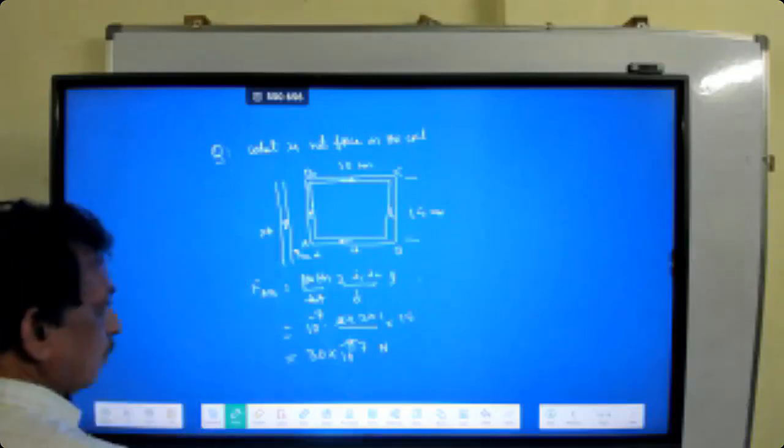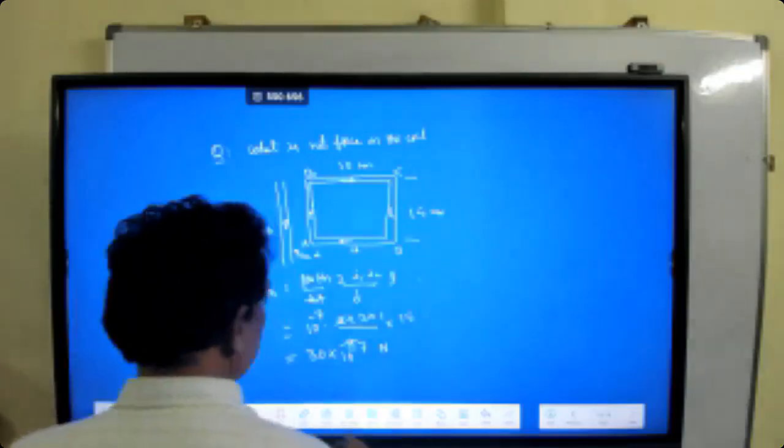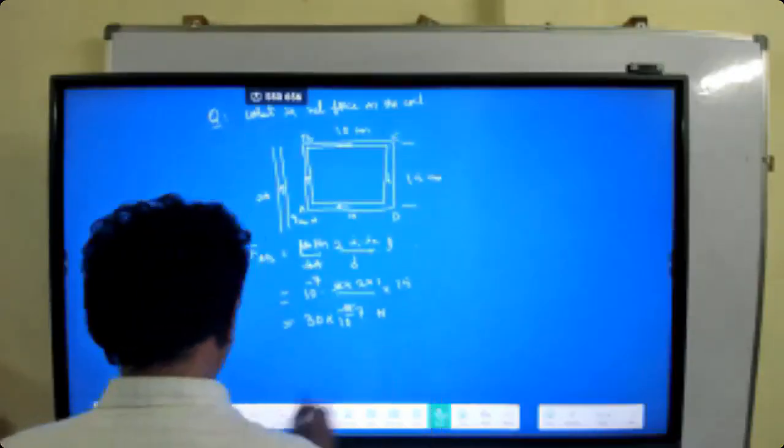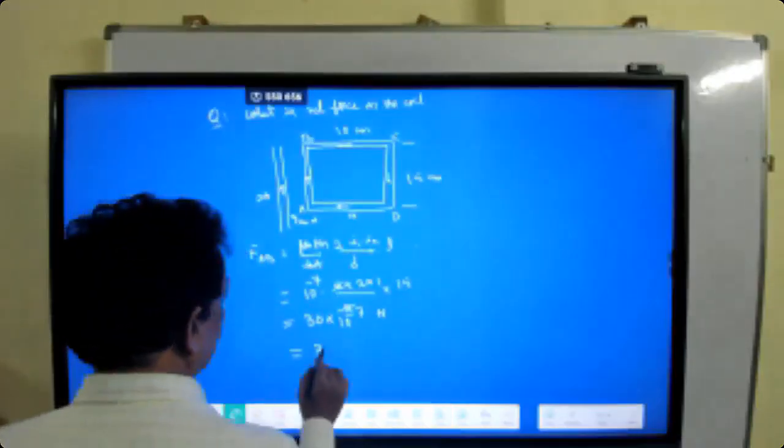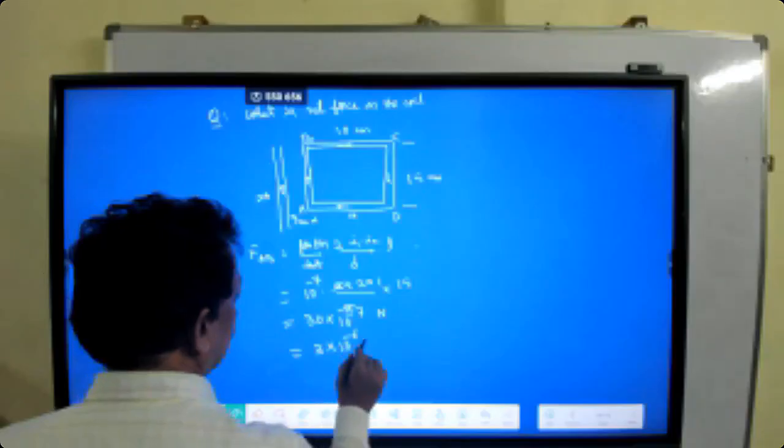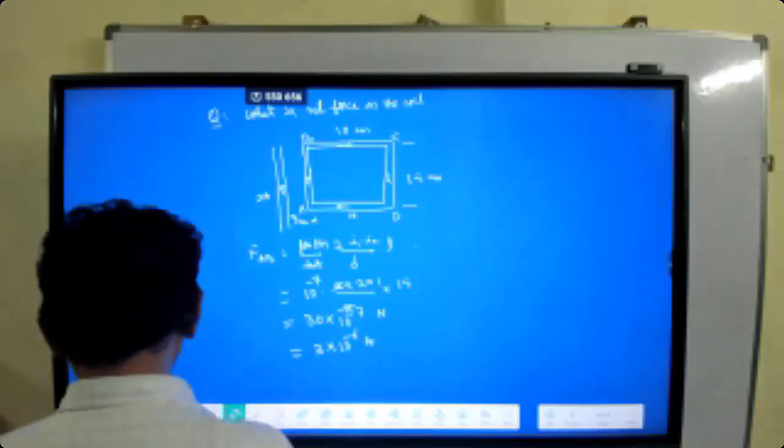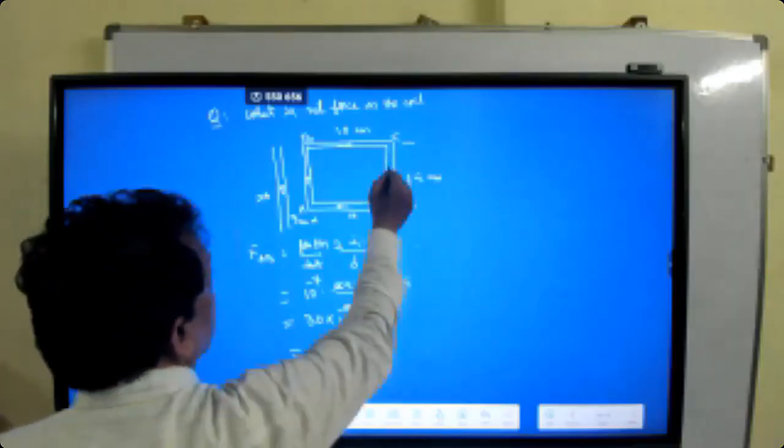So the answer is 3 into 10 to the power of minus 6 newton. Next, the force between CD.